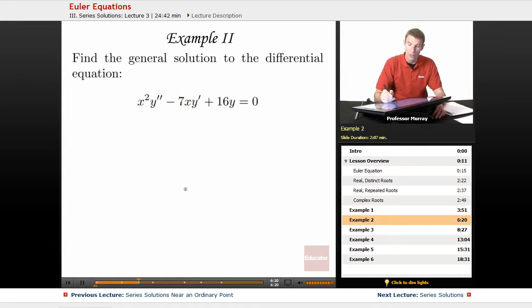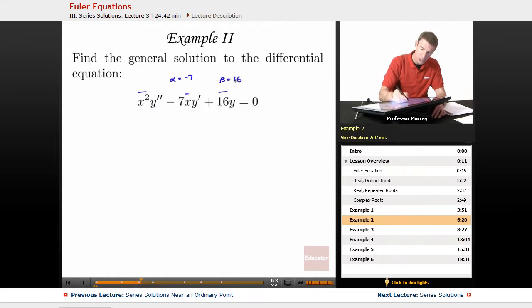So let's go ahead and try another one. We still have an Euler equation here because the powers on x are descending. So we have x squared and x and a constant. And so our alpha here is negative 7. Our beta is 16. So we're going to use our generic characteristic equation, r squared plus (alpha minus 1) r plus beta is equal to 0. So our alpha is negative 7, so alpha minus 1 is negative 8. r squared minus 8r plus 16 is equal to 0.